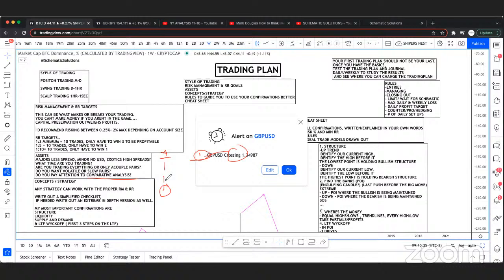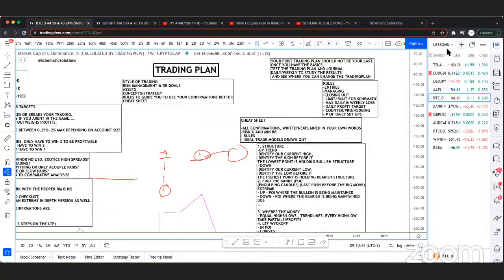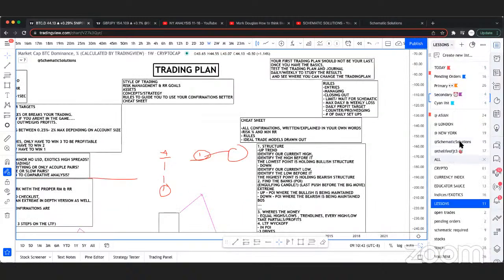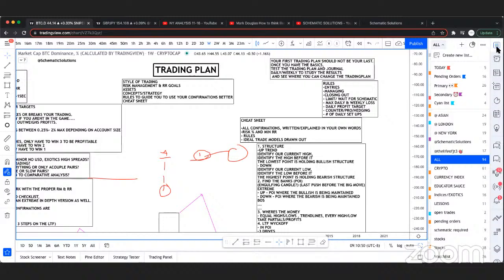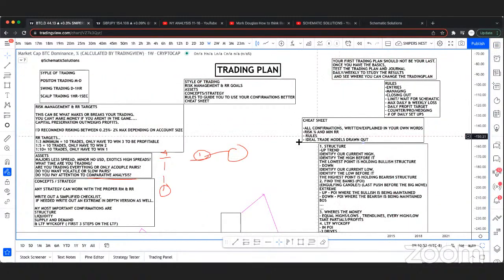Once again, I personally trade every single asset. If I were to open up my watch list, come over to all, I have every single asset with 3 different brokers typically. And yeah, this ensures that if I don't have something on EU, higher time frame for today, there could be something on ACAD, whatever the case may be.